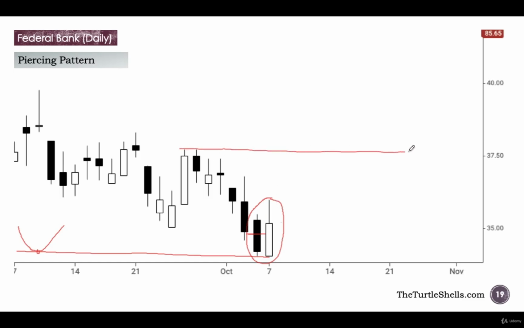So that would be our R1. So that would be the entry, and our stop loss will be just under the low of the entire pattern. Remember, if both of these candles did not have a shadow, that would make it a special piercing pattern. Okay. Now, this is not R2 because R2 is here. The actual R2 is here.